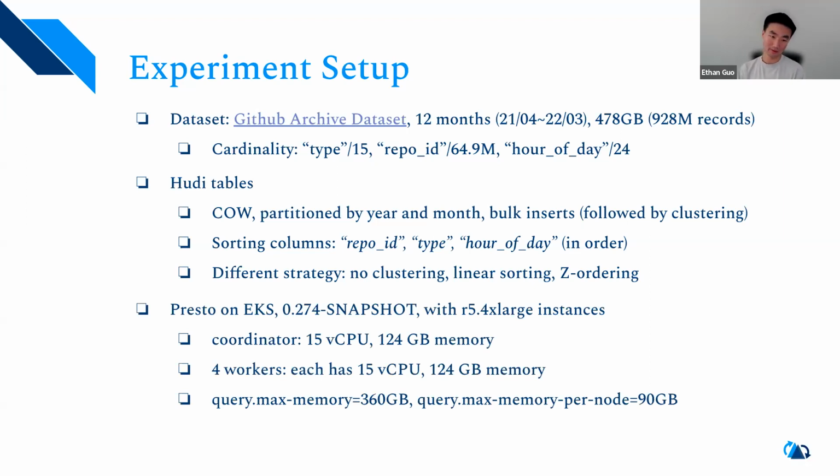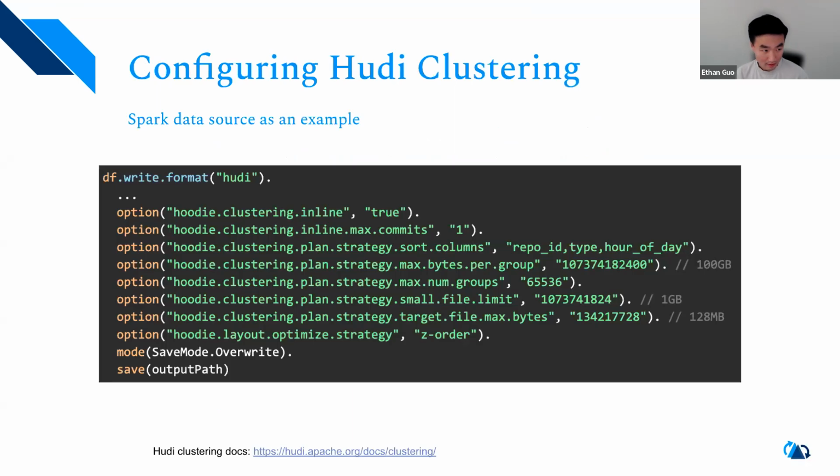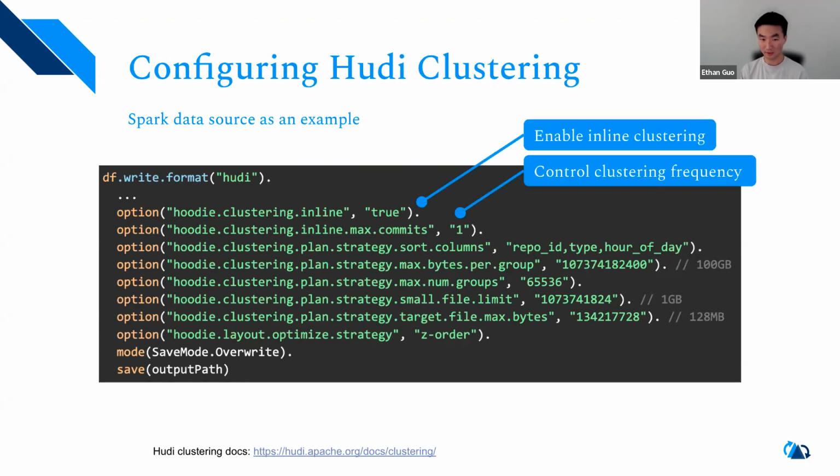We leveraged our Presto setup on EKS with the latest snapshot of Presto. We have 1 coordinator and 4 workers, each having 15 vCPUs and more than 100 gigabytes of memory. So here is the setup we use. In the next slide, I give an example of how we configure Hudi clustering. It's pretty simple, and this is also available in our clustering docs. First, we need to enable inline clustering in this setup and control the clustering frequency. Then we configure the sorting columns, the different file sizes, and the strategy we want to use.